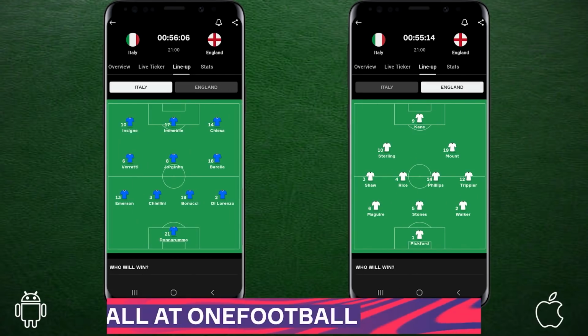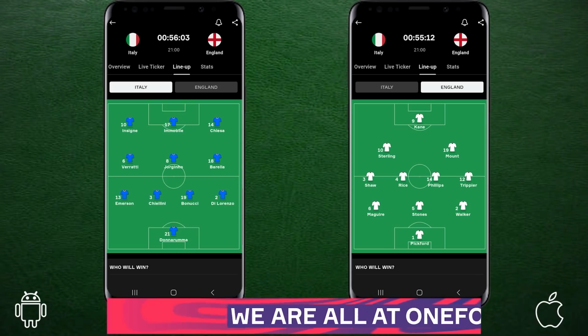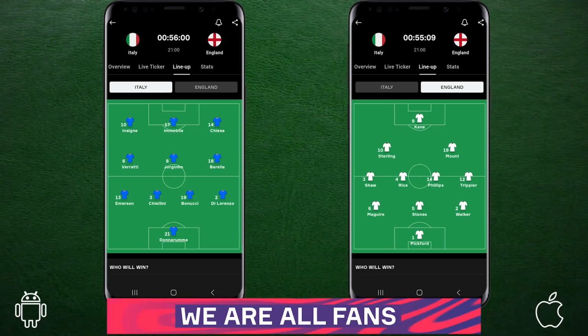Pre-match there was a chance that England stuck with their 4-2-3-1, which they've had so much success with, but they opted for a back three with Trippier in for Saka, whilst Italy stuck to their tried and true 4-3-3 with Emerson at left back.